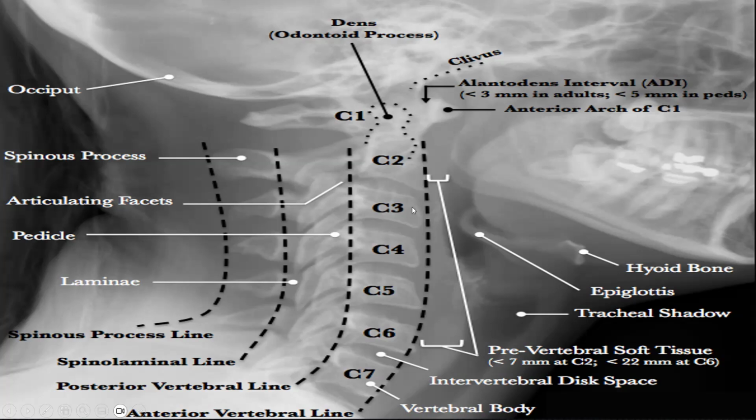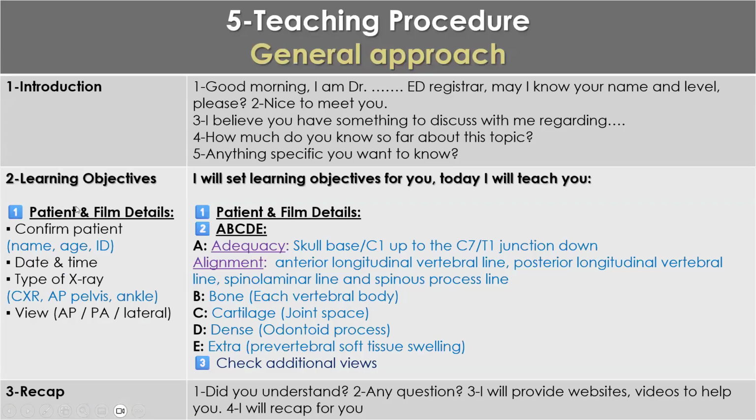Okay, so regarding the patient and the film details, if I did not find the information, what does it mean? It is not accurate, sir. And regarding the ABCDE system, if we did not find the skull base or T1 or soft tissue, what does it mean? So this means that there is a gap between the vertebrae, sir. Not adequate.